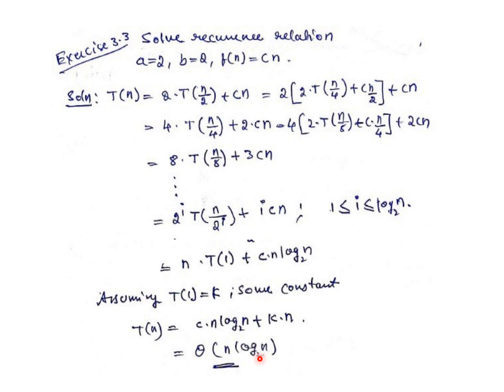Now we apply the master theorem. So we have a equal to 2, b equal to 2, and f of n is c into n. So what is the value of n to the power d? n to the power d is f of n. c is a constant in terms of the input instance n, so n to the power 1. So d is equal to 1 here.